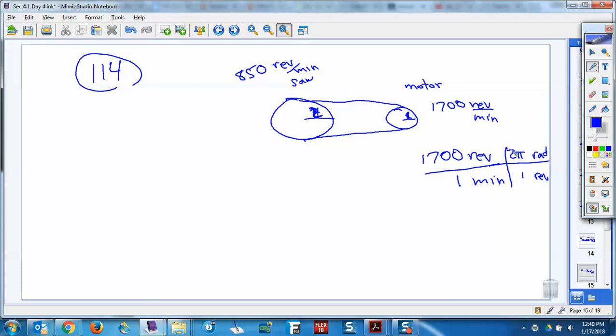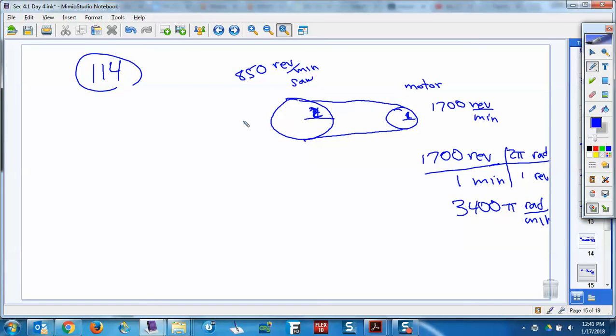Now again, you don't have to set it up like that. We said 1 revolution is 2 pi radians, so 1,700 revolutions is going to be 1,700 times 2 pi. So 3,400 pi radians per minute. And then the other one, same thing. You're going to multiply that by 2 pi. And that's going to be 1,700 pi radians per minute. Find the revolutions per minute of the saw. We did that already. That was 850 revolutions per minute. It was half of that. Okay? All right.